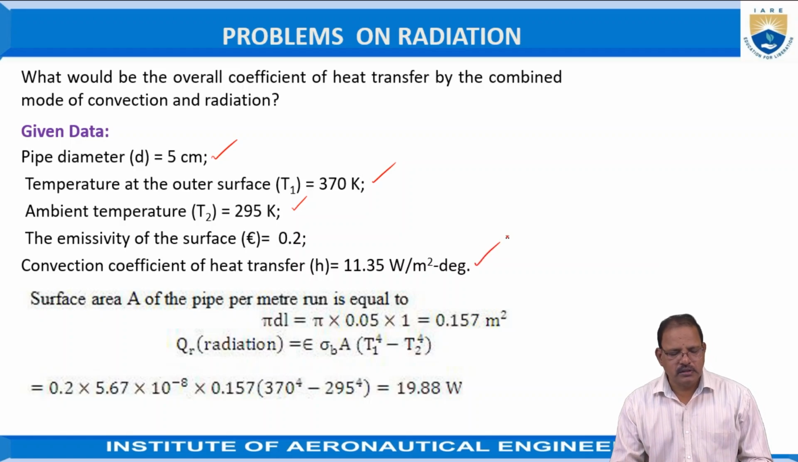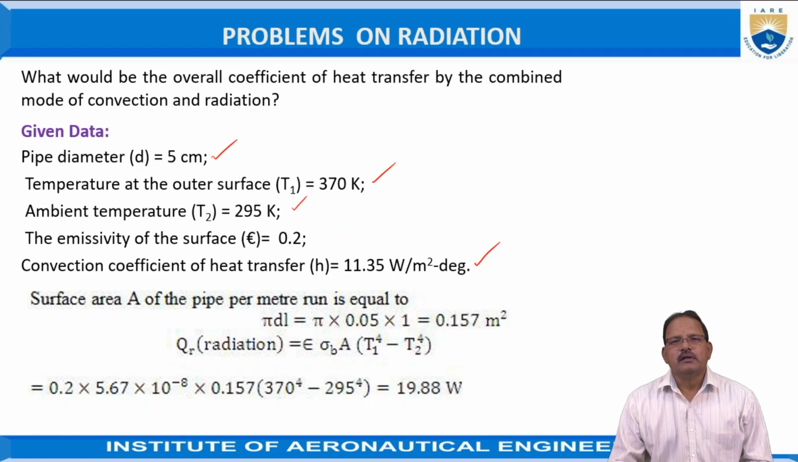The surface area of the pipe is the perimeter multiplied by the length of the pipe, which is equal to pi into 0.05 into L, where L is the length of the pipe, which is equal to 1 meter. So the area is 0.157 meter square now.